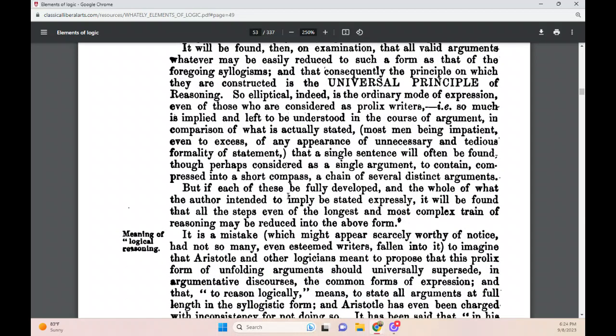But if each of these is fully developed and the whole of what the author intended to imply is stated expressly, it will be found that all the steps, even of the longest and most complex train of reasoning, may be reduced into the above form.